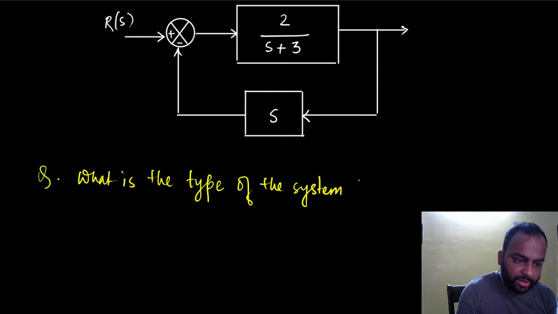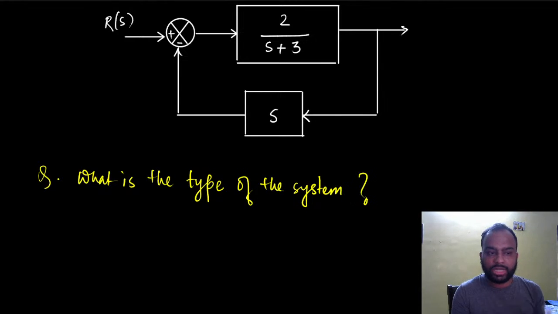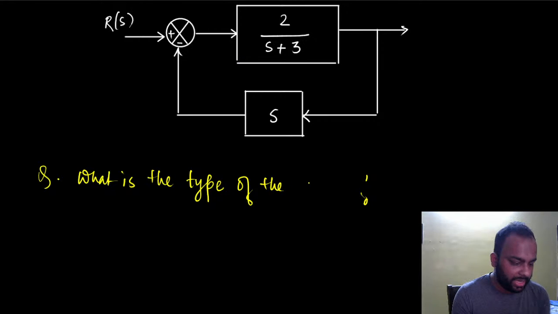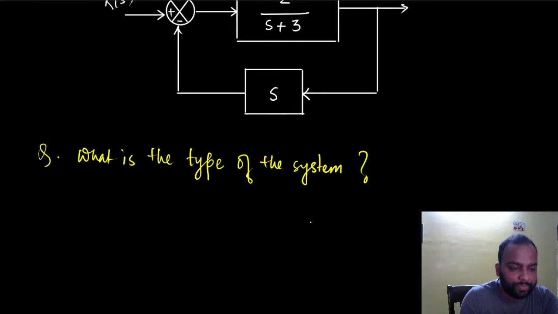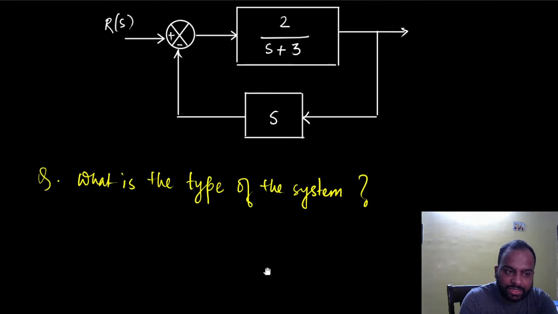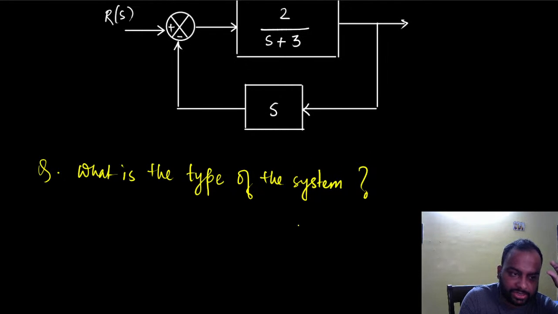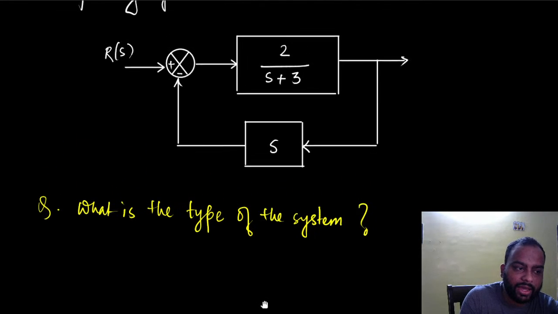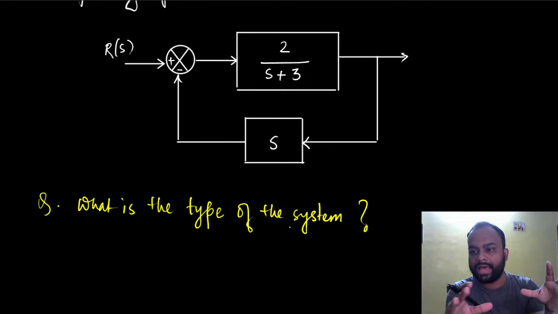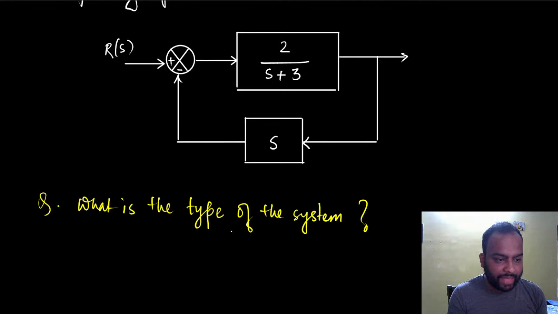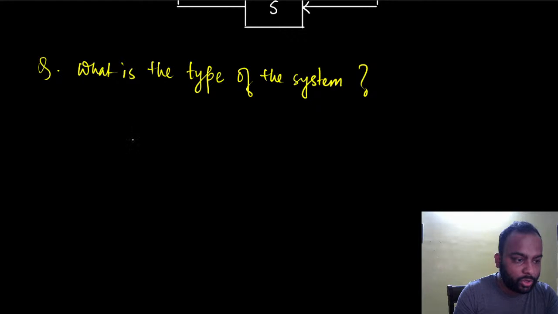Again, I told you earlier that the type of the system is not defined by the number of open loop poles at s equal to 0, because in that case the type of the system would be just 0 here, right? But the type of the system is defined by the nature of the steady state errors. So in order to define the type of the system, I have to figure out the steady state errors, or we can redefine the system as a unity feedback system, and then we can figure out the type of the system.